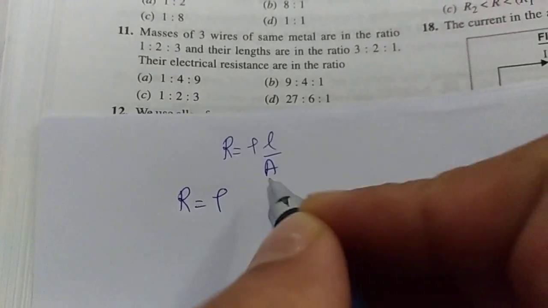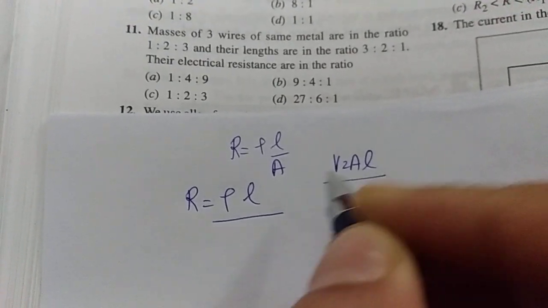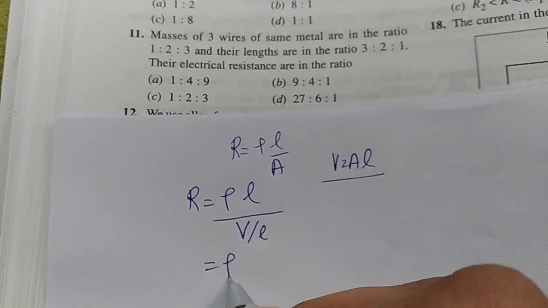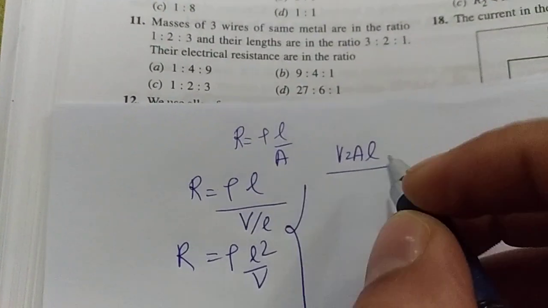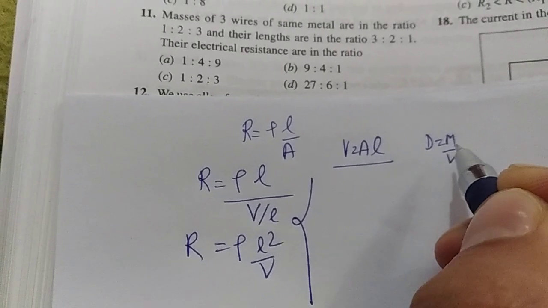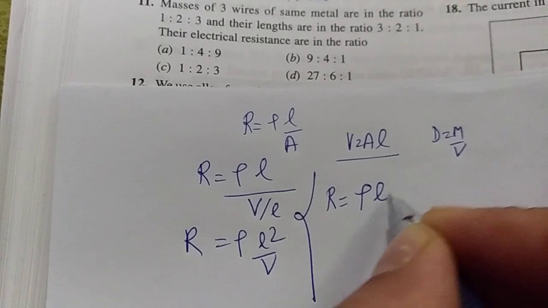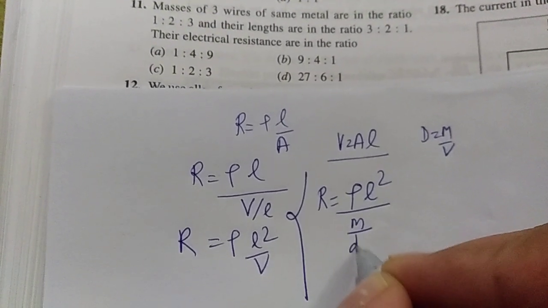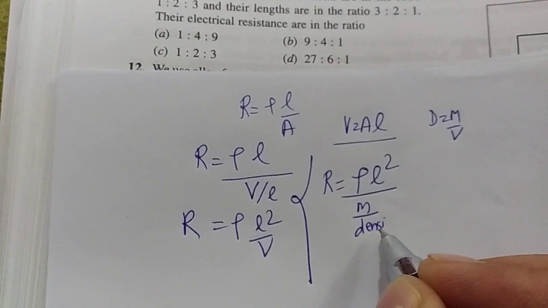But we know that volume is basically area of cross section into length. So in place of area we can write volume upon length. So the expression becomes R = rho L square upon volume. Again, volume is also not given in the problem, but we know that density is equal to mass upon volume, so in place of volume we will write mass upon density, because we have the knowledge of mass. So it is rho L square, and in place of volume I will write mass upon density. I am writing this density in words, because the rho symbol or density symbol will confuse you.